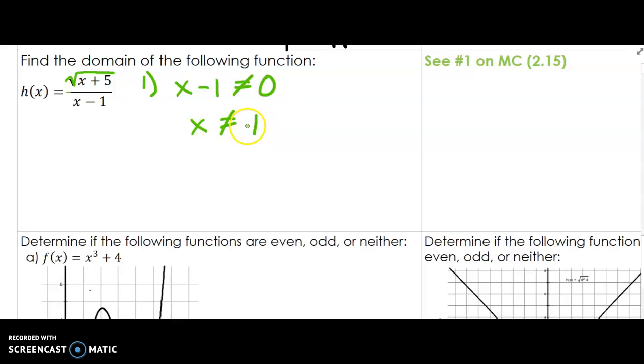And that makes sense, right? If we plug in a 1 for x, we get 1 minus 1, which is 0. So that's the math we just did. So x cannot equal 1.